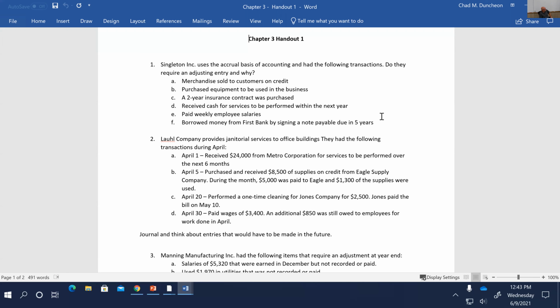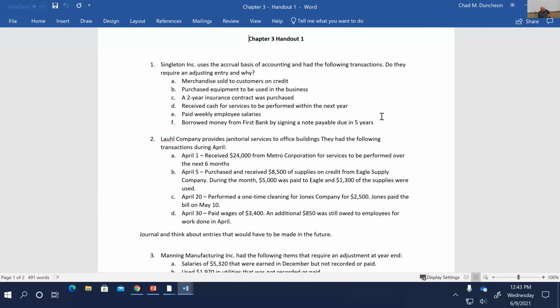A 2-year insurance contract was purchased. When we purchased that, yes, we have cash going out and we get another asset called prepaid insurance, which we would need to make an adjusting entry for to recognize insurance expense as the months passed by and the insurance policy got used up.